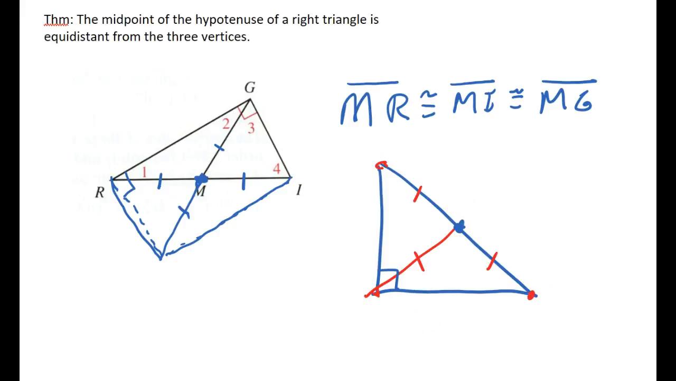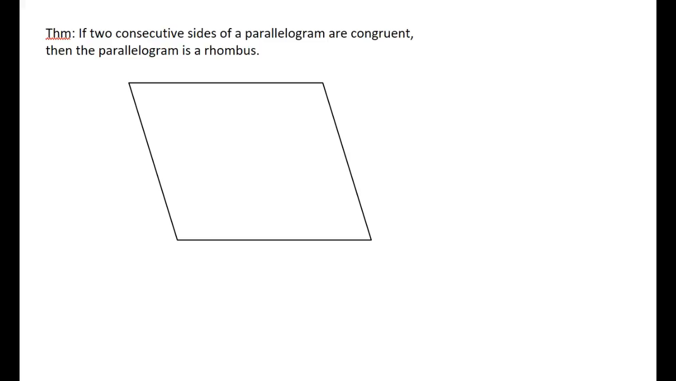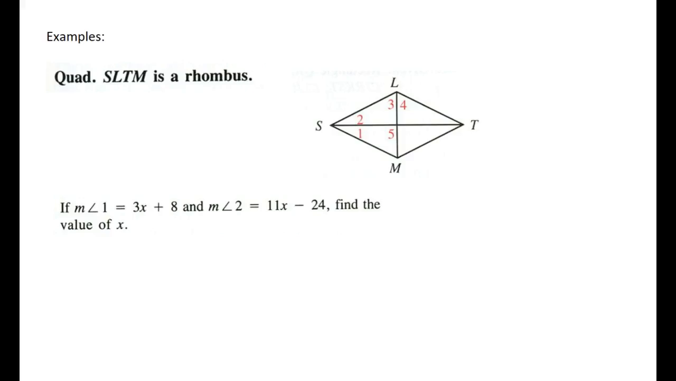Okay? And finally, if we're given a parallelogram and we know that two consecutive sides, two sides that are next to each other, are congruent, then it has to be a rhombus. Well, remember that if it's a parallelogram, opposite sides are congruent. Hey, look, all four sides are congruent, so therefore, by definition, it's a rhombus. Okay, time for some examples.